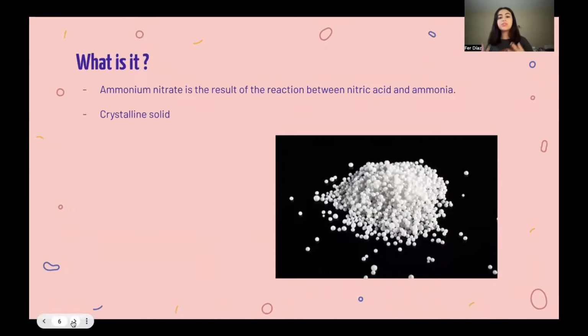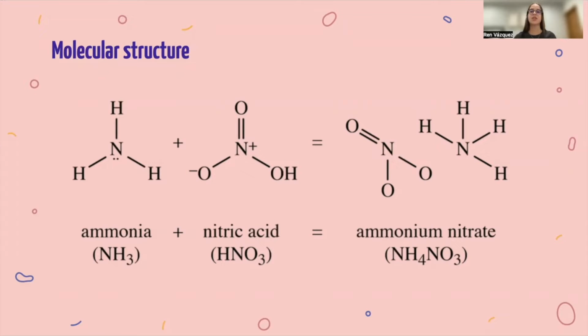So let's talk about this ammonium nitrate that we see is so toxic. What is it? It is a result of the reaction between nitric acid and ammonia, and it is a crystalline solid. This is the molecular structure of ammonium nitrate that consists of an NH3 ammonia ion plus an HNO3 nitric acid ion that ends up being ammonium nitrate.